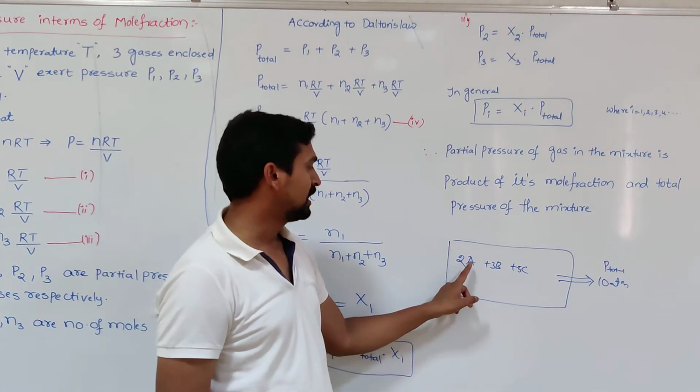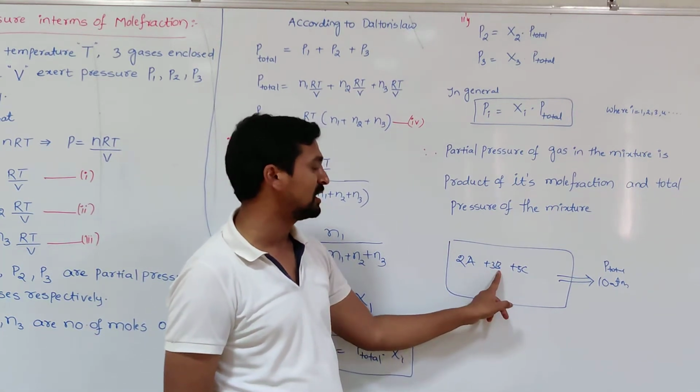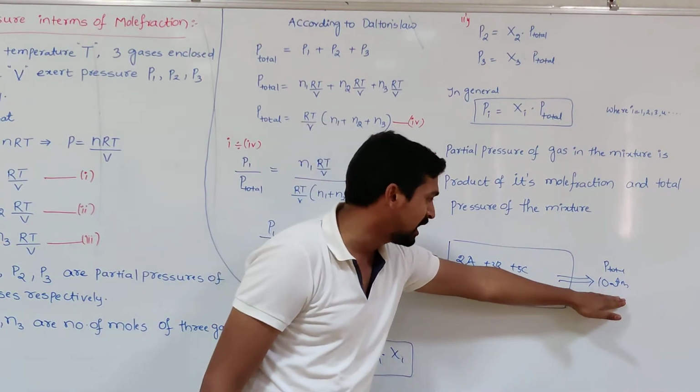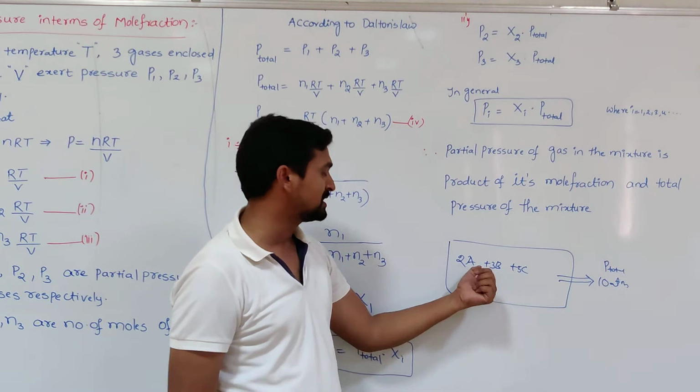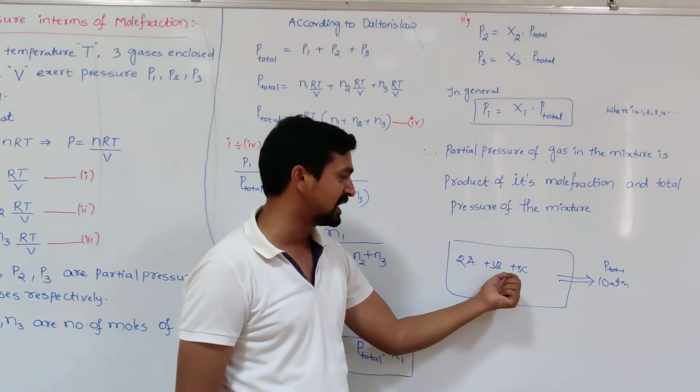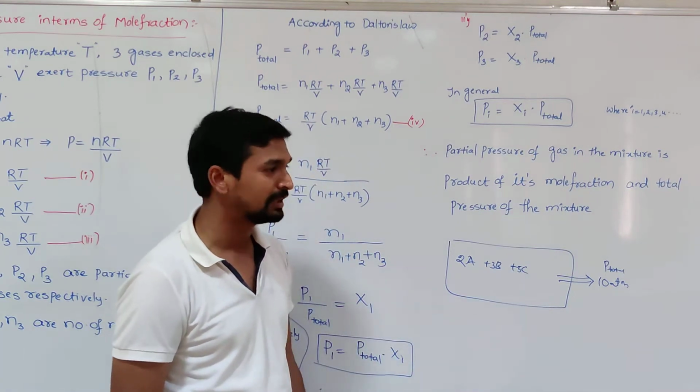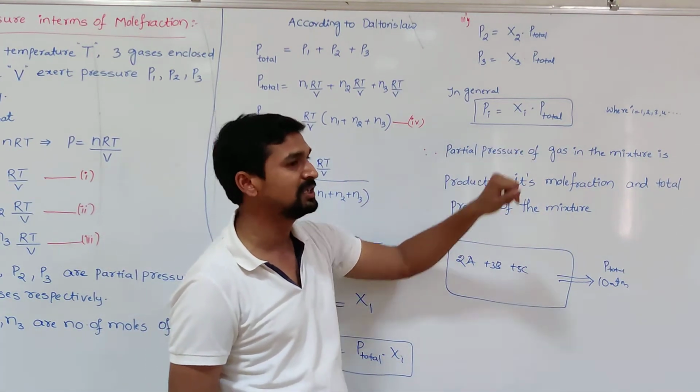How much does A contribute, how much does B contribute, how much does C contribute toward this 10 atmosphere? In the 10 atmosphere pressure, how much pressure is exerted by A, how much by B, how much by C? That is what I need to calculate. To calculate that, this formula is useful.